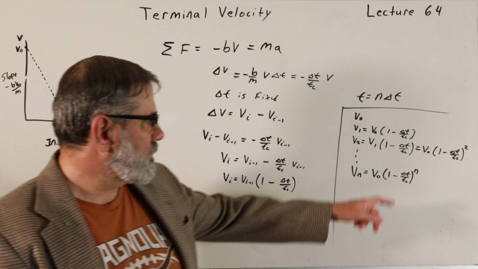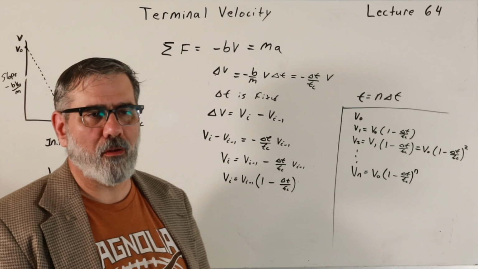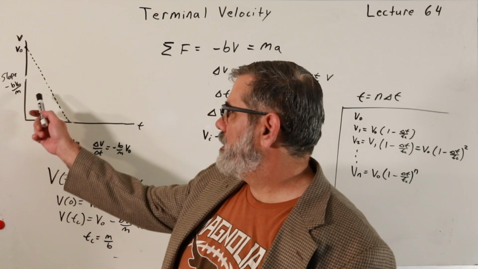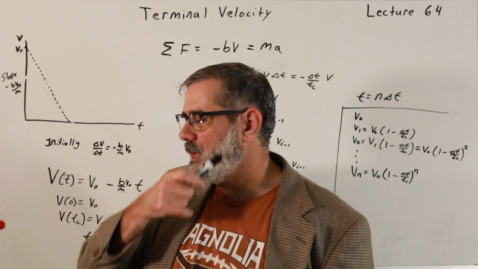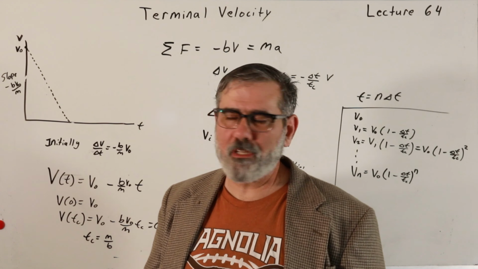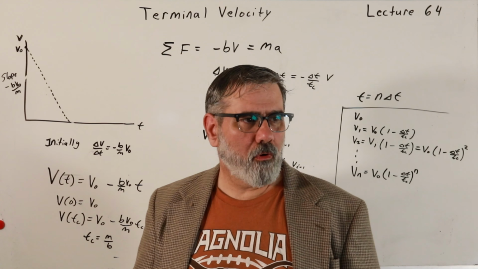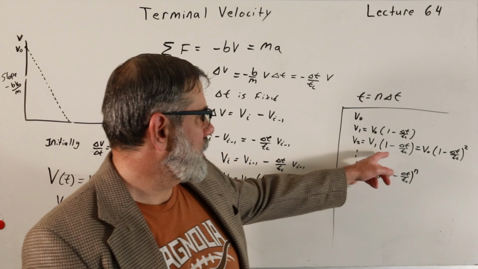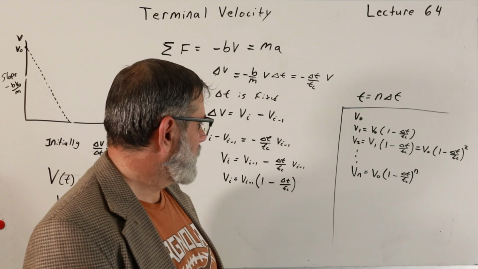Remember, delta t is fixed. We've set it equal to some value, like 1. The characteristic time we got by assuming we have the initial acceleration: how long before our velocity is 0? That's the characteristic time. So all of these values in here are constants, yes? And so we end up with this.